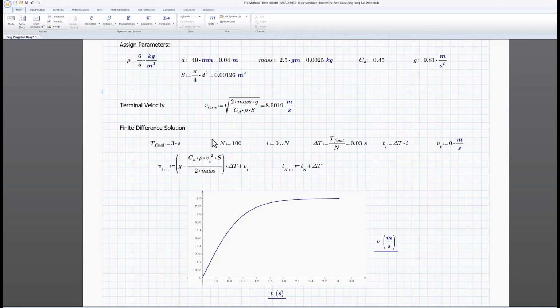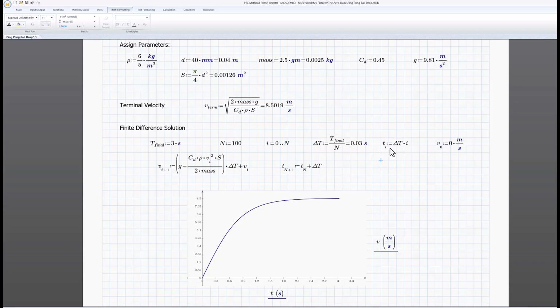And here's my finite difference solution down here. I guessed that I wanted to calculate for 3 seconds, so I said t final is 3 seconds. I wanted 100 points. I wanted to count from 0 to n. Now, if I'm going from 0 to 100, remember there's actually 101 points because we're starting at 0. And so there's my t, delta t. If I want, I can get myself more decimal points there, but it doesn't need any more.